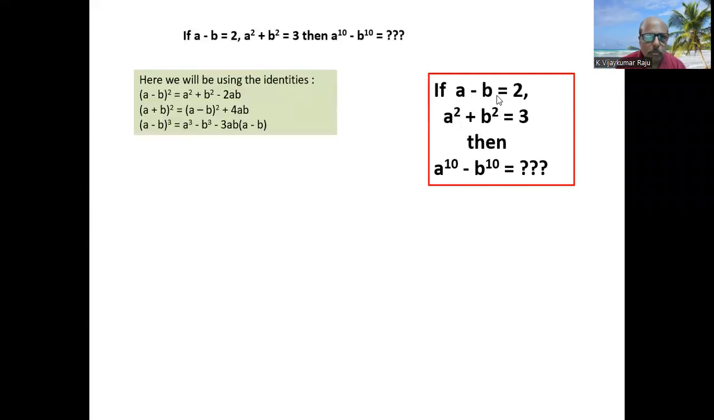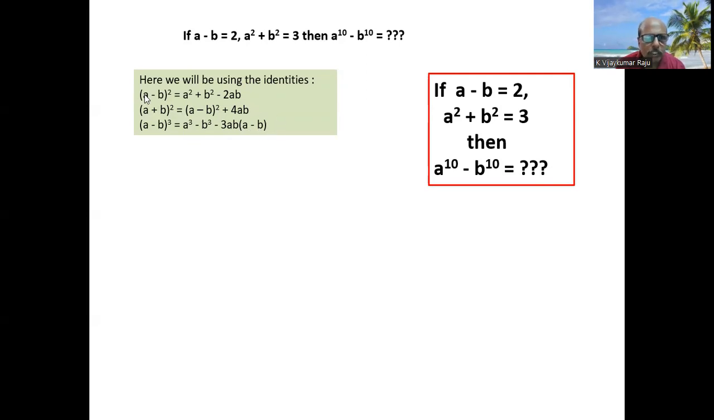Now let us see. To solve this, we need a few identities. Let us see which are those identities. Here we will be using the identity a minus b whole square is equal to a square plus b square minus 2ab. The other identity, a little special, is a plus b whole square is equal to a minus b whole square plus 4ab. The third identity is a minus b whole cube is equal to a raised to 3 minus b raised to 3 minus 3ab into a minus b.